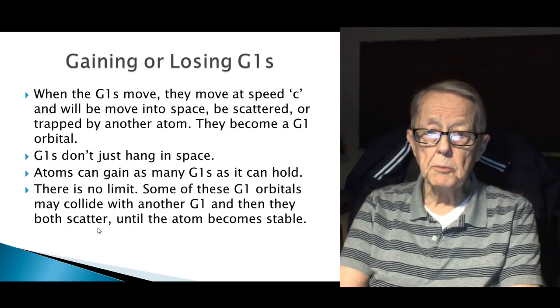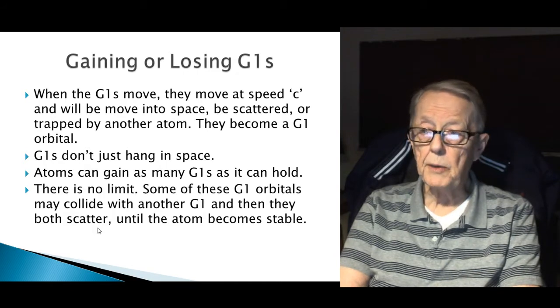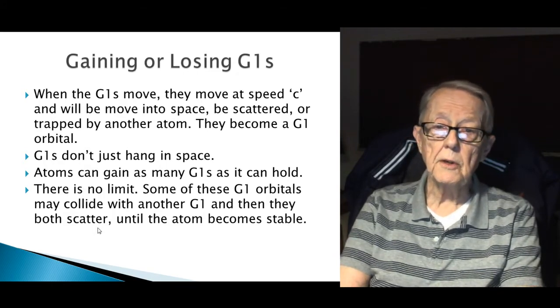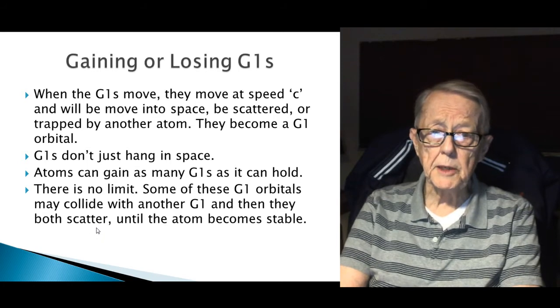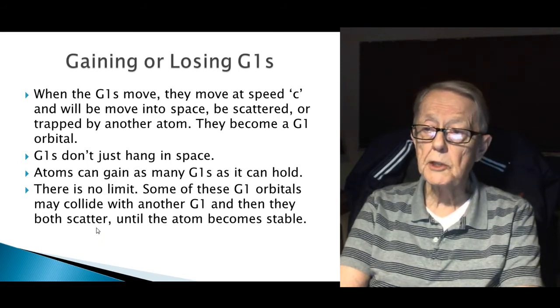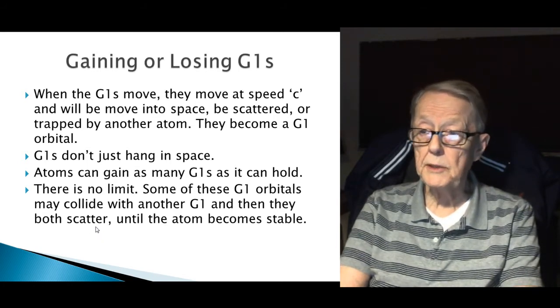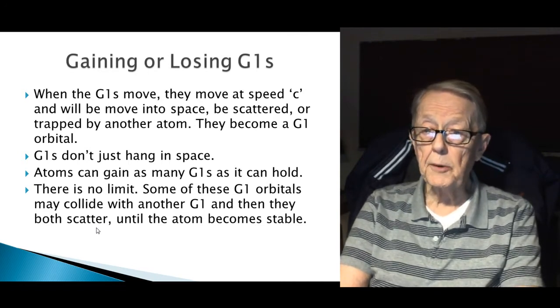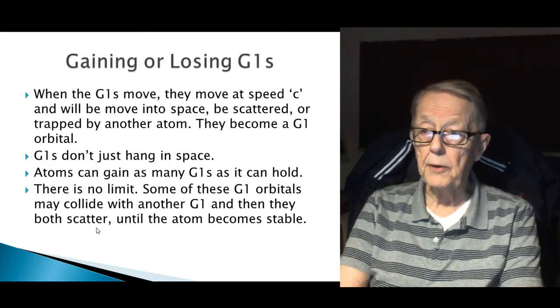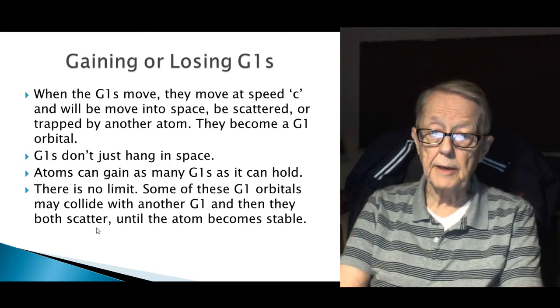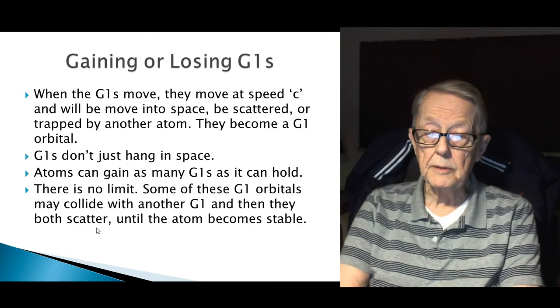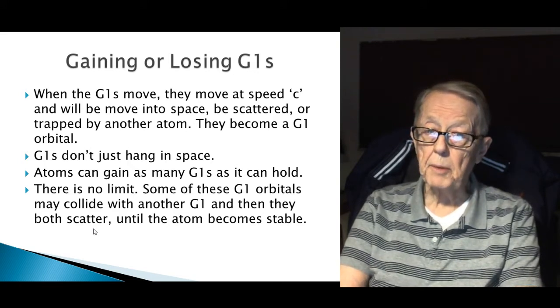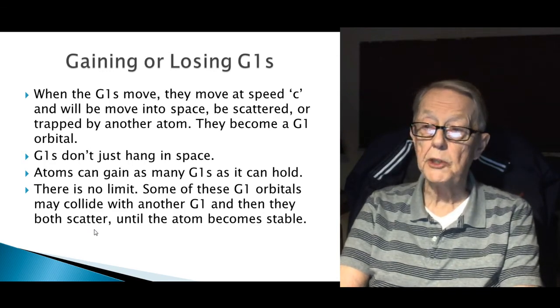So when the G1s move, they move at speed c. When they move from glass to the silk, they move at speed c, and some will just move straight out into space. Once they're released and gone, they're in space. Or they could be scattered by hitting another G1 or hitting a nucleon and scattering off into space as well. Or they're trapped by another atom. This trapping is when they become a G1 orbital.